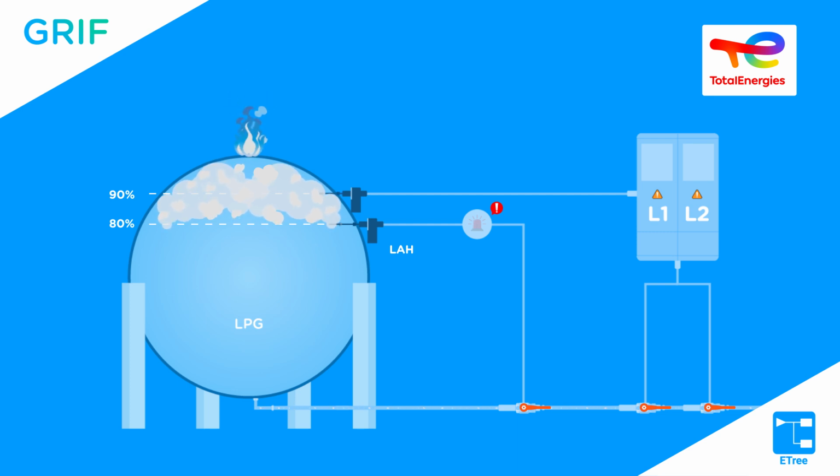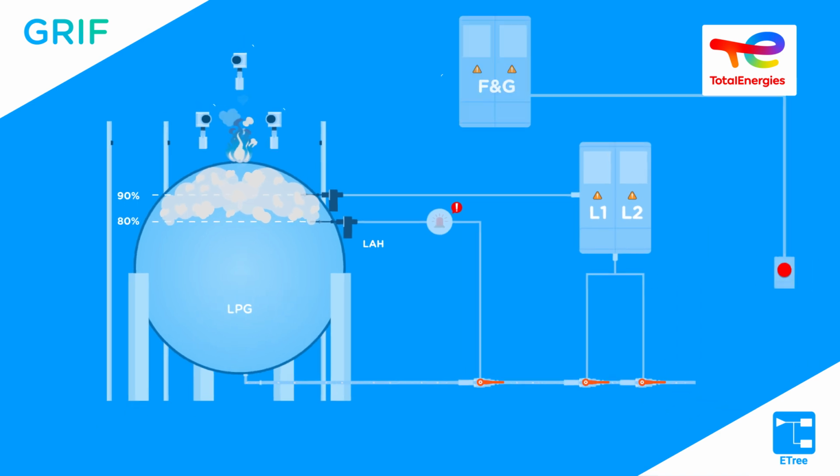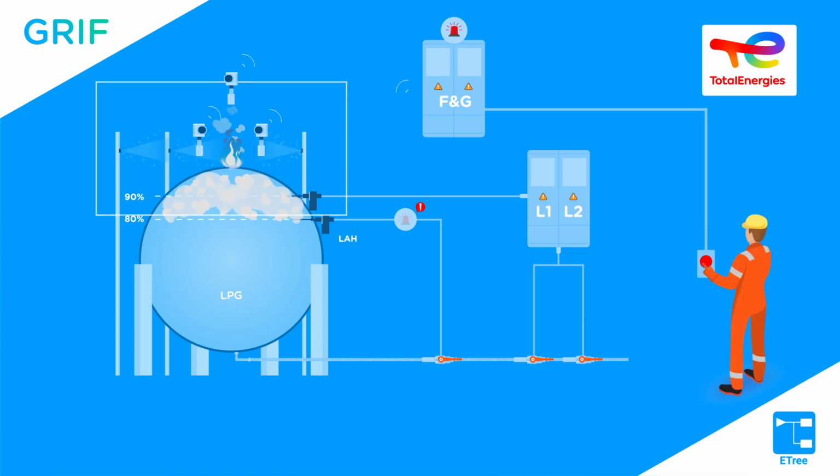To limit the consequences, a deluge system is installed. With 3 gas detectors in 1 out of 3, the leak is detected, and the information is sent to the fire and gas logic solver. An alarm is triggered to warn an operator. The operator will activate the push button to start the deluge system.